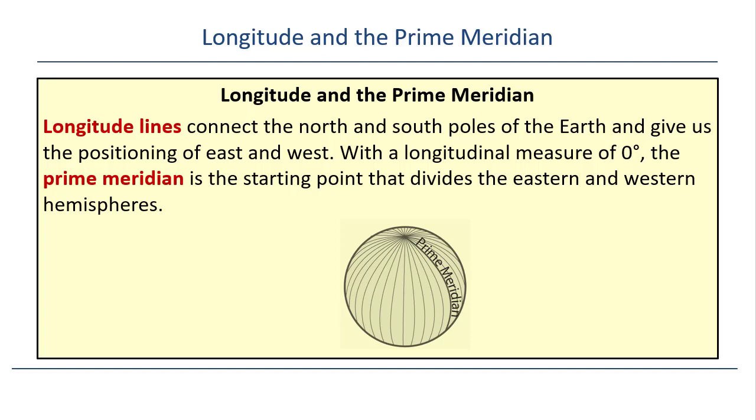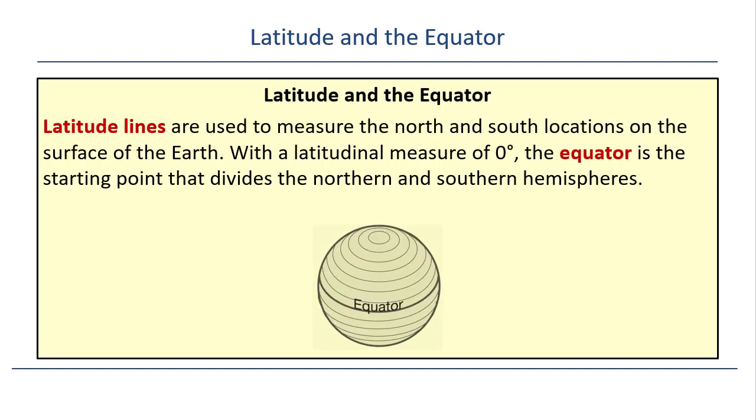Okay, longitude and the prime meridian. So now we're going to see how some of these things relate to our planet Earth and really any orb. Longitudinal lines connect the north and south poles of the Earth and give us the positioning of east and west, right? So we can designate how far we are east and west based on what line of longitude we're on. The prime meridian is the starting point that divides the eastern and western hemispheres. We have to define it, otherwise, any of those lines could be the starting point.